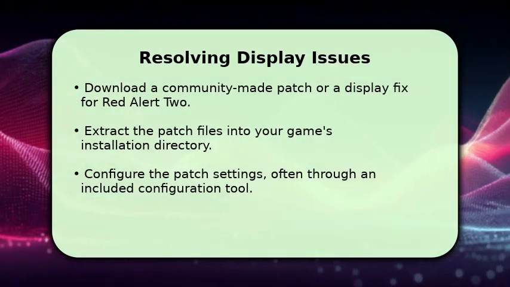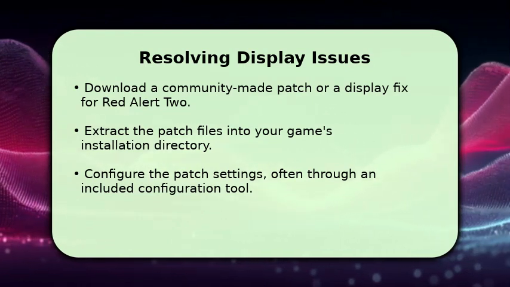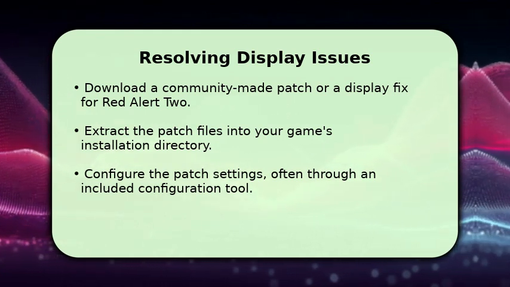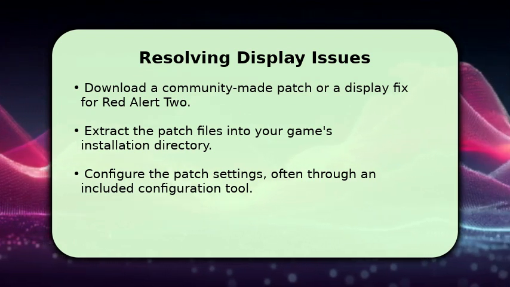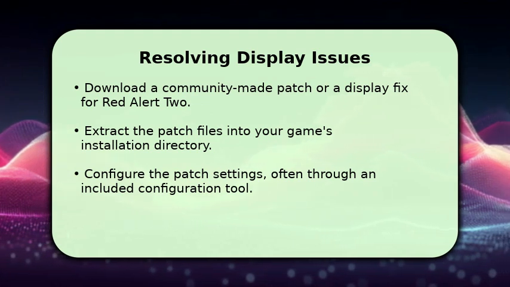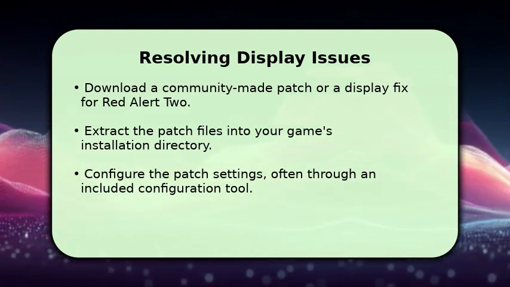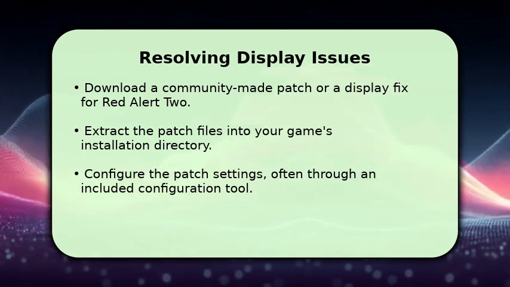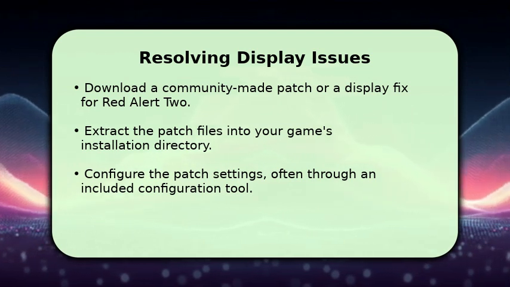Many players encounter display issues like distorted colors or incorrect resolutions. To fix this, download a community-made patch, often called a CnCNet or DDraw wrapper. Extract these files directly into your Red Alert 2 installation folder. These patches typically include a configuration tool. Use it to set your desired resolution and resolve color depth problems. This step significantly improves your visual experience.